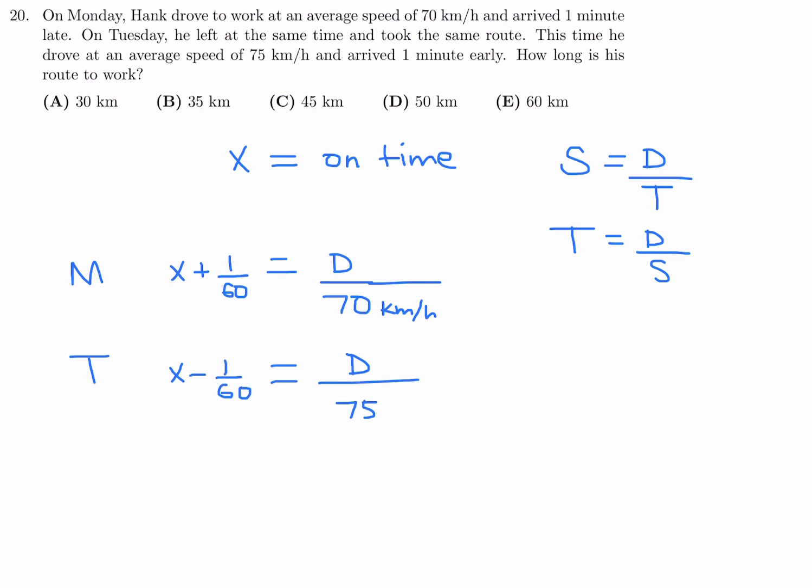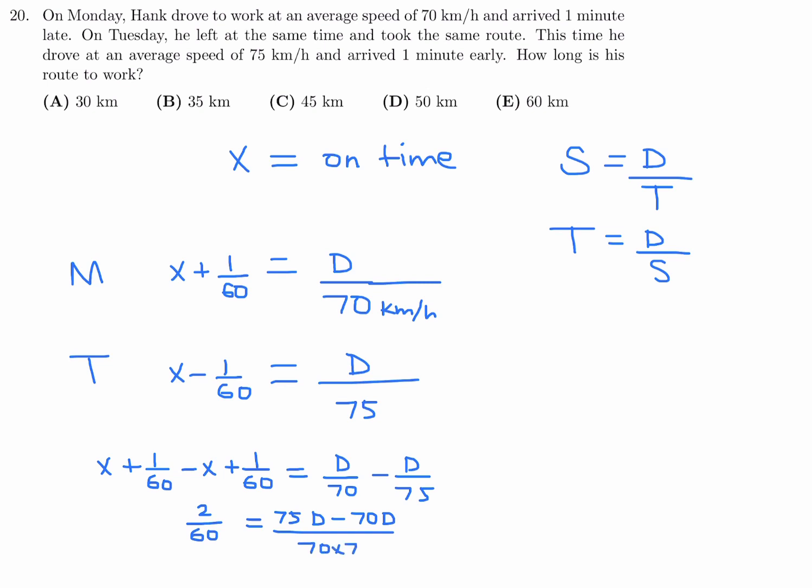I got 2 equations, 2 variables. The first thing I can do, I guess, is subtract them. And if I do, I get the following. Let's see here. D over 70 minus D over 75. And on this side, that's going to be X plus 1 over 60 minus X plus 1 over 60. And that gives me 2 over 60 is equal to, and then I've got to subtract this. So 75D minus 70D over 70 times 75.